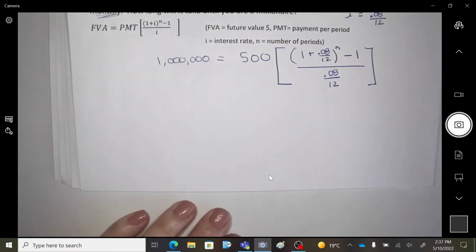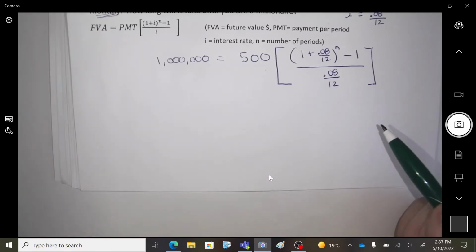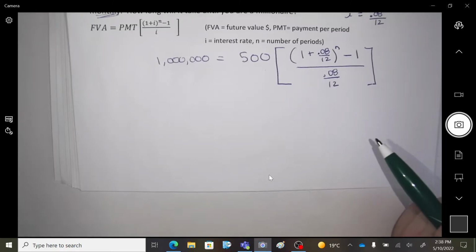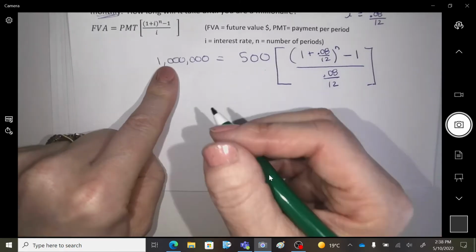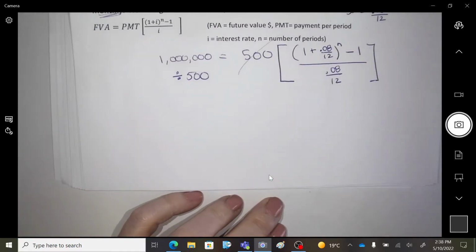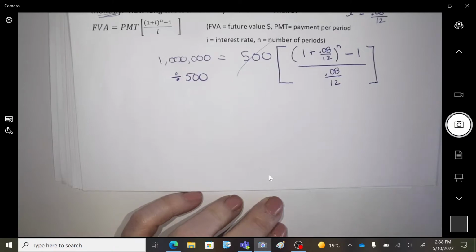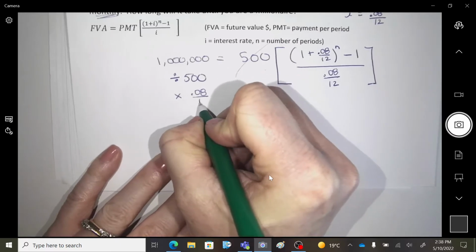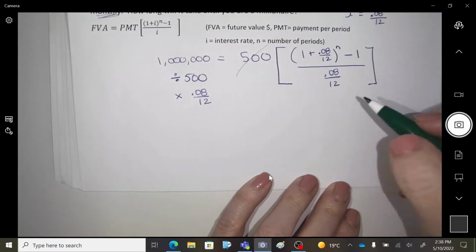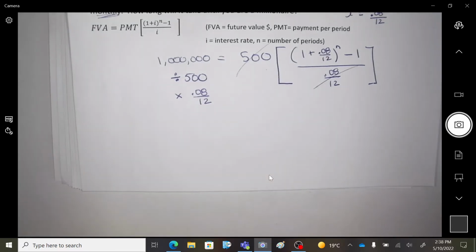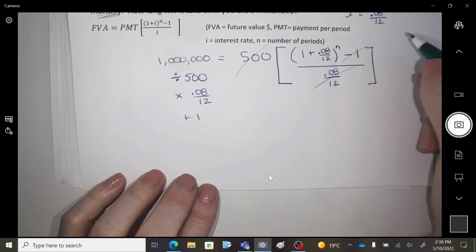Okay, how do we solve this with the formula? That's good. Okay, I'm going to do 3 algebra moves at one time. You ready? I'm going to be doing this number. I'm going to divide it by 500 to get rid of that. I'm going to times it by 0.08 over 12 to get rid of that. Then I'm going to add 1 to get rid of that.